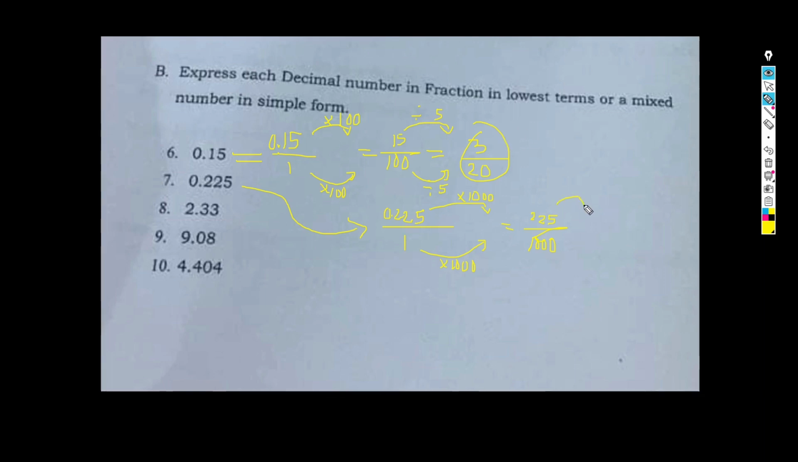Now we divide this one with 25. Divided by 25. Divided by 25. So 225, and then 1000. 225 divided by 25, you divide it with 25, that is a 9, right? And then 1000 divided by 25, that will be a 40. So this is the answer, 9 over 40 for number 7. So 2 and 0.33.